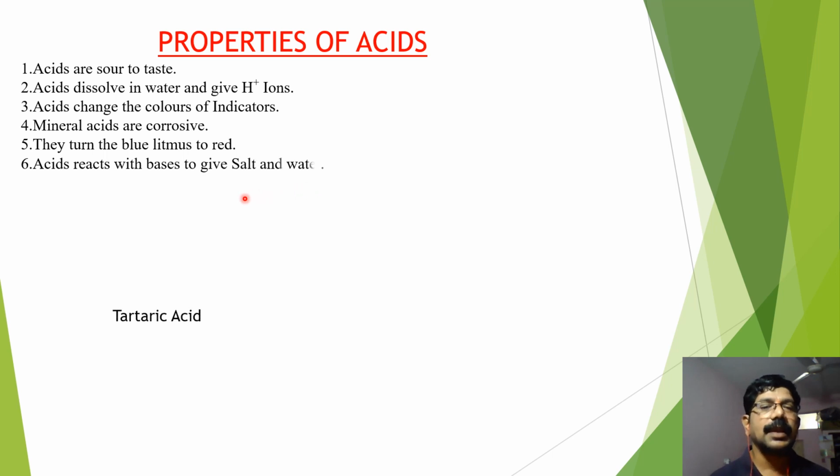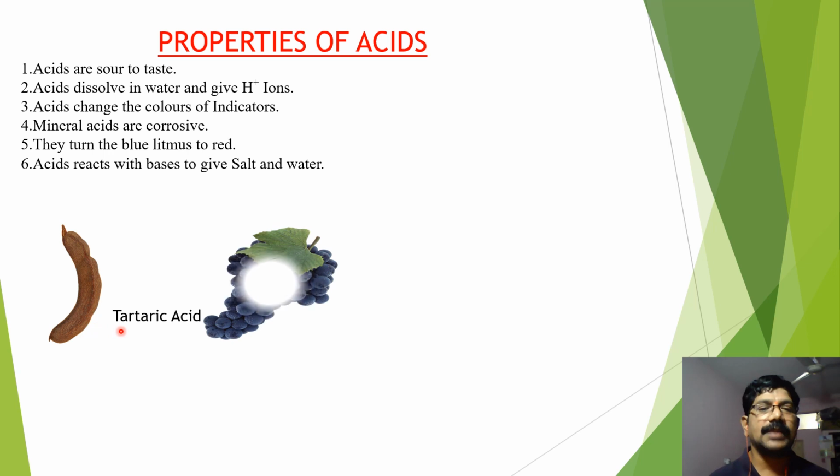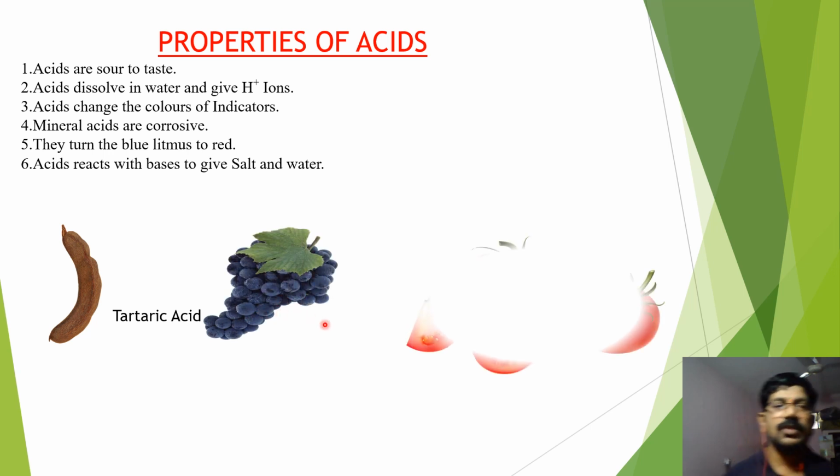See, here I am giving a few examples which we use in our day-to-day life for organic acid. See this one, tartaric acid, it is available in tamarind. This is the tamarind. So tartaric acid is present in the tamarind. At the same time, in grapes also tartaric acid is present. So these are the foods which we use in our day-to-day life.